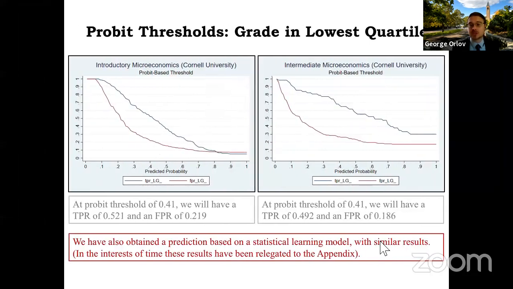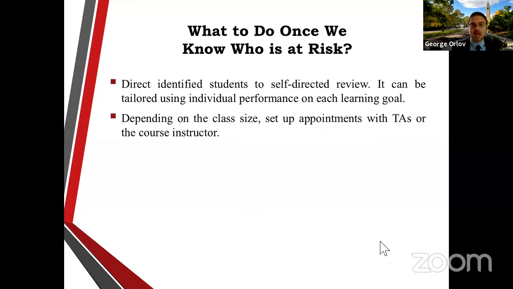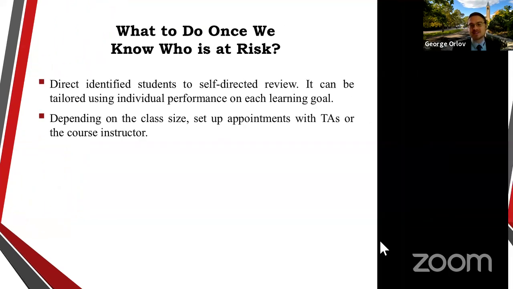But it will be different. It potentially will be different for your class. What do you do when you actually have this data? There are multiple options once you know who the students at risk are. You can start from low to high level interventions. You can direct identified students to self-directed review. You know which learning goals they performed poorly on, so you can have a more customized review using online systems. Depending on the class size, you of course can set up appointments with TAs or the course instructor. But in a 500 person class that might be problematic.